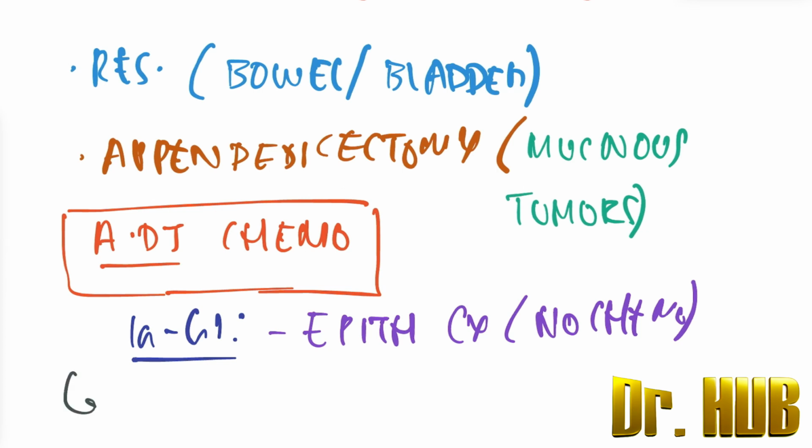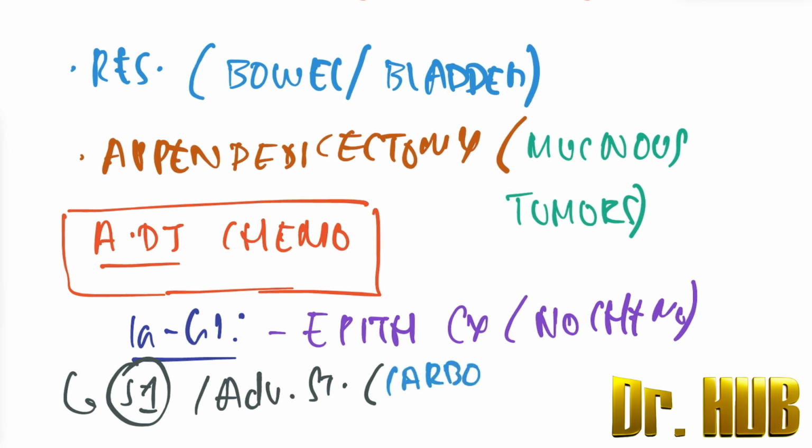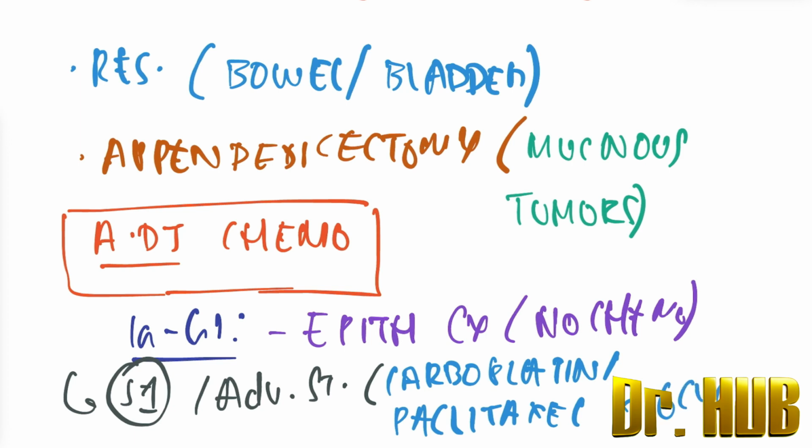In other stages, that is, other stage 1 and advanced stage, there is use of carboplatin as well as paclitaxel. This is done for 6 cycles.